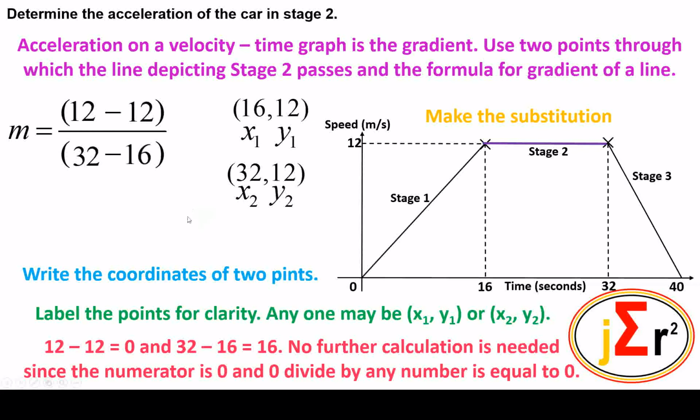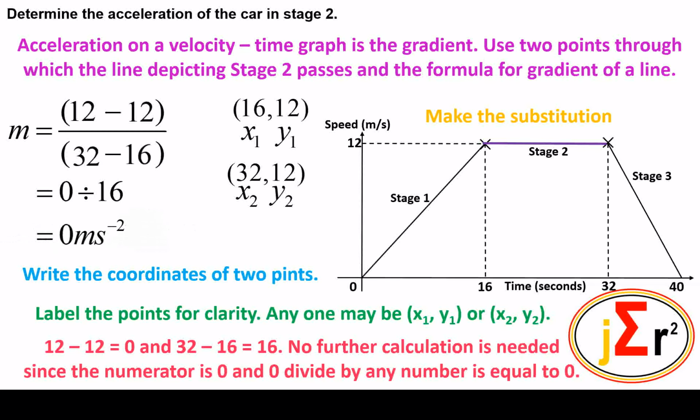No further calculation is needed since the numerator is 0, and 0 divided by any number is equal to 0 as long as it's not dividing by 0. The numerator will be 0 and we'll be dividing by 16. The result will therefore be 0, which is what we determined on our previous audiovisual.